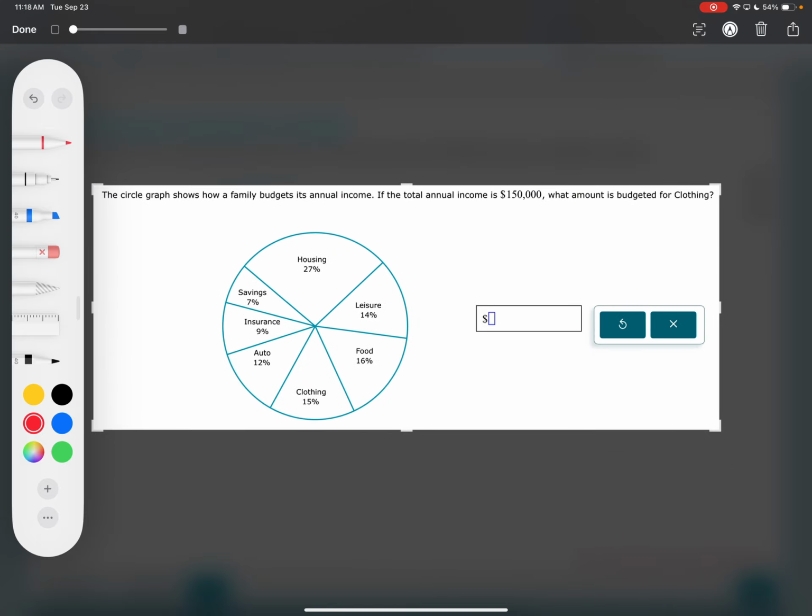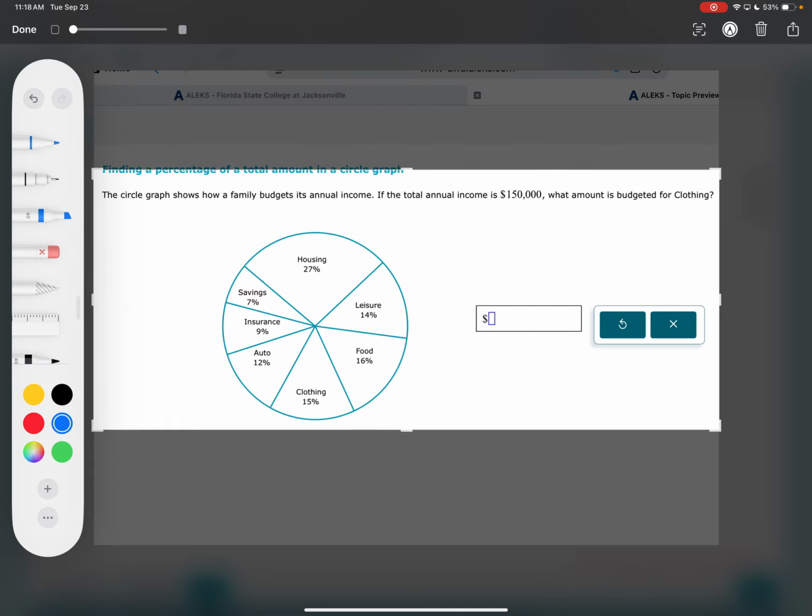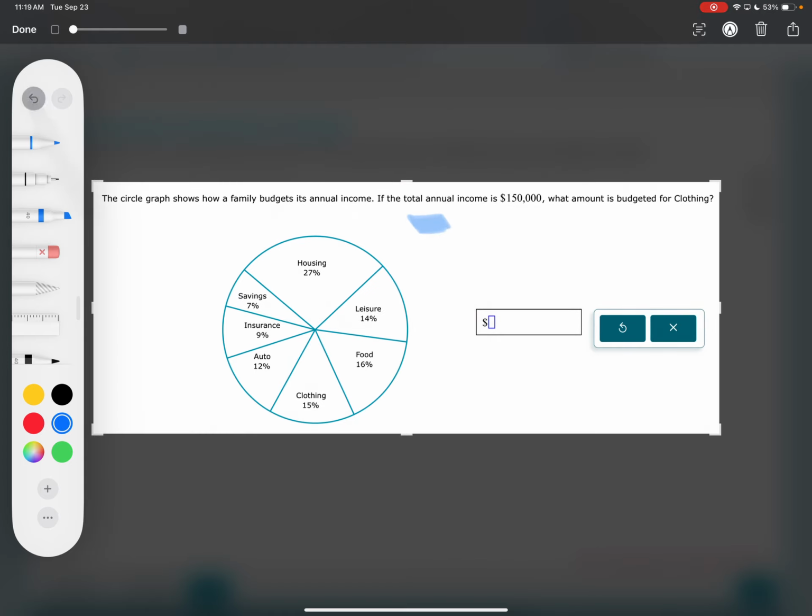But what amount is budgeted for clothing? Okay, so it says that the circle graph shows a family budget of its annual income. If the total amount is 150,000, how much is budgeted for clothing? Okay. So we come over here and we say, okay, clothing is 15%. So what you would do on this one is 150,000 times 15%, and that would tell you how much money is budgeted for clothing. So that is $22,500. Wouldn't it be nice to spend $22,000 on clothes?